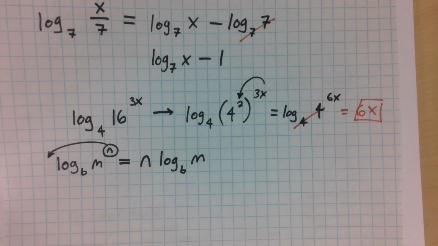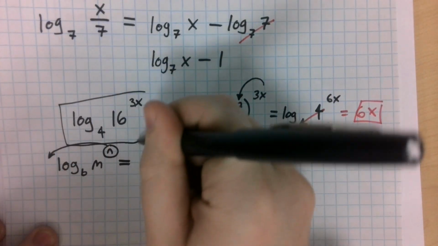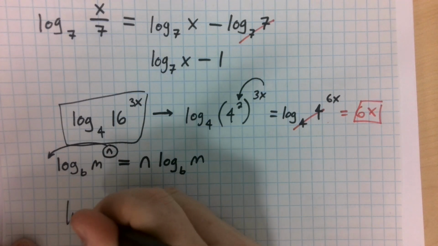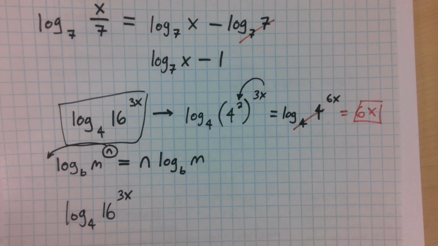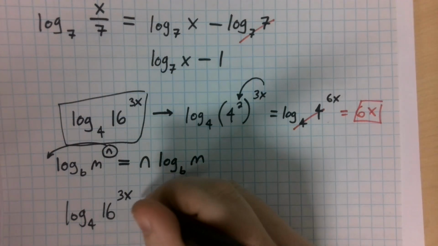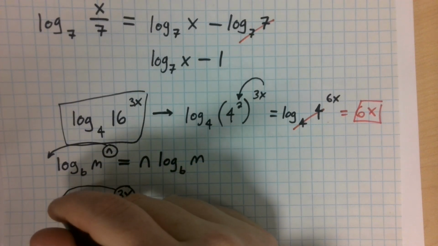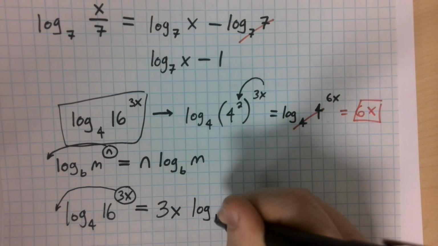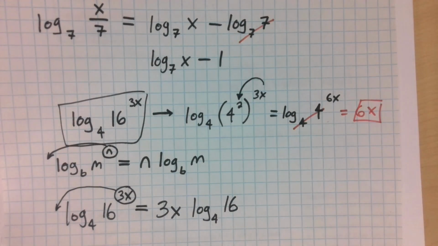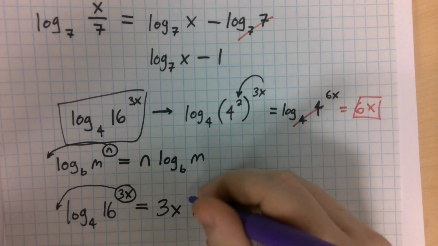Let me give you a similar example. Let's take this one from before and rewrite it down here. So log base 4 of 16 to the 3x power. Well, according to this power property, we can just take the 3x and move it to the front. This would be 3x times log base 4 of 16. Now we can just look at log base 4 of 16 and see if we can evaluate it.